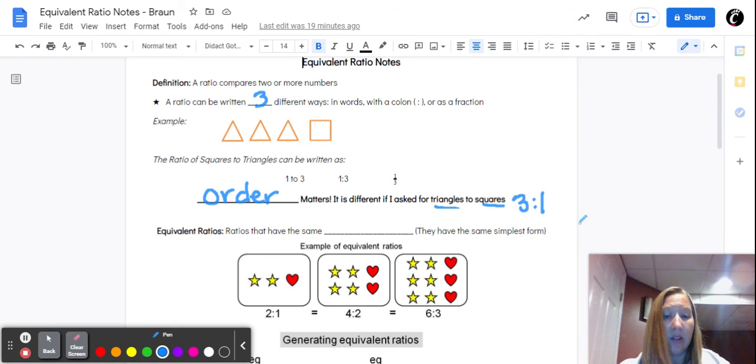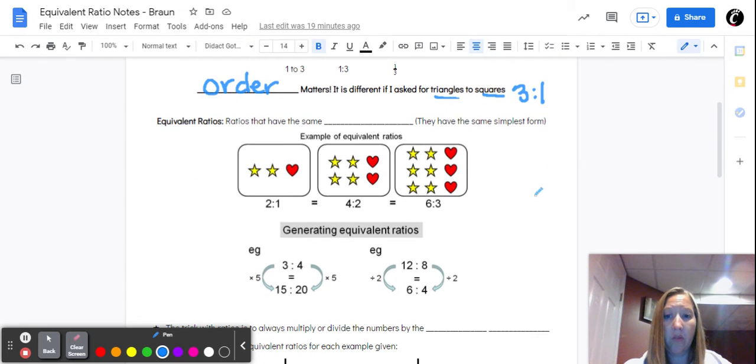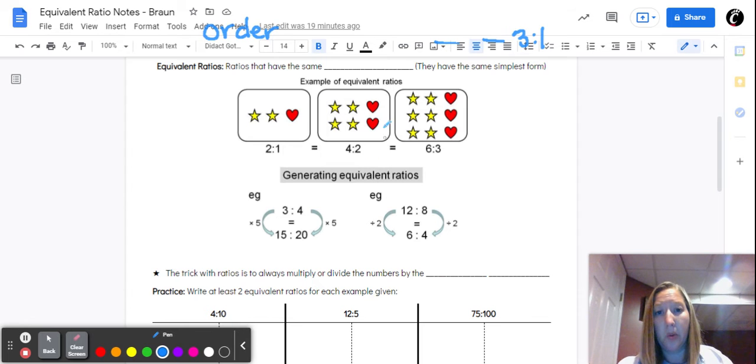Now that we know what a ratio is, we want to look at equivalent ratios. So equivalent ratios are ratios that have the same value, okay? So the same value, that means they have the same simplest form. So let's take a look at these ratios that we have here. In this first ratio, I have 2 stars and 1 heart. So we have the ratio of 2 to 1. That's our stars to heart.